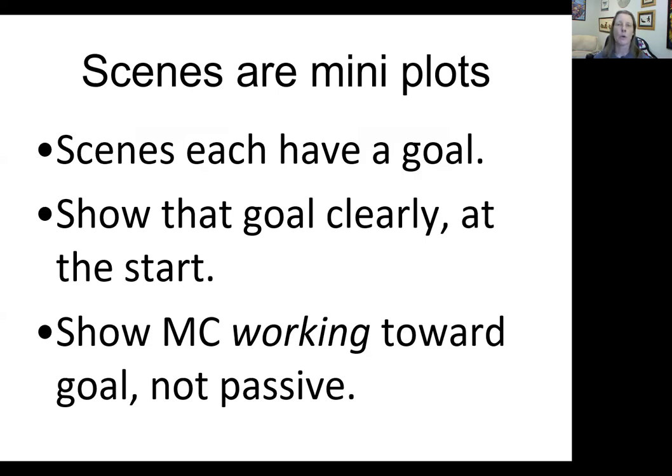You want to show that goal clearly at the start of the scene, or you may mention it at the end of the prior scene. But readers should know upfront what specific goal this character is trying to achieve in this scene. And then you want to show the main character actually working toward that goal. So they're not just passive and having things happen around them. They have a goal and they're working to achieve it, and it is challenging for some reason.